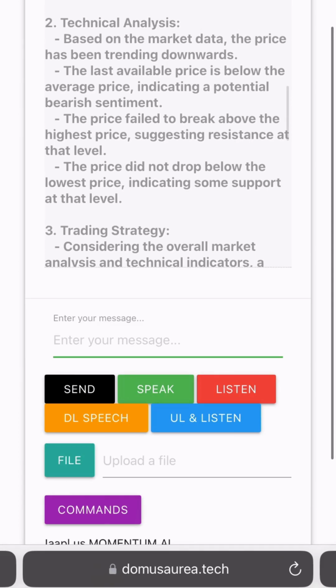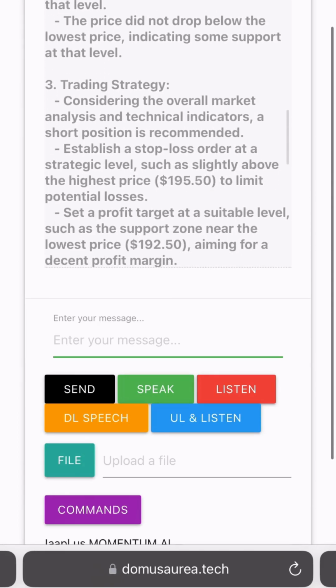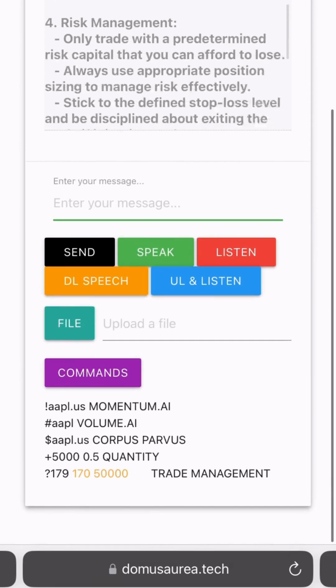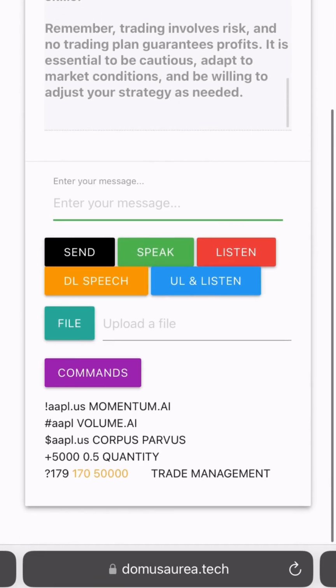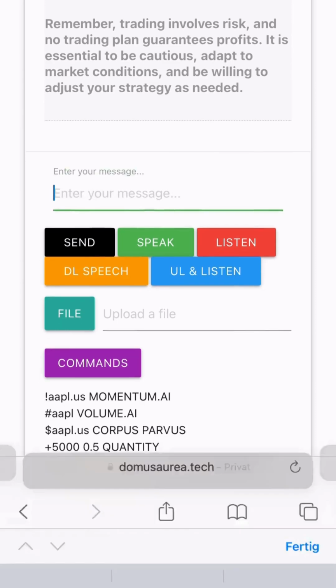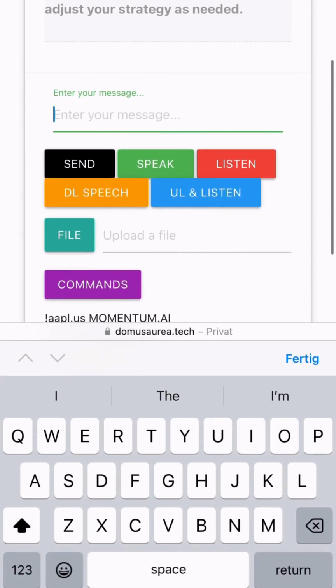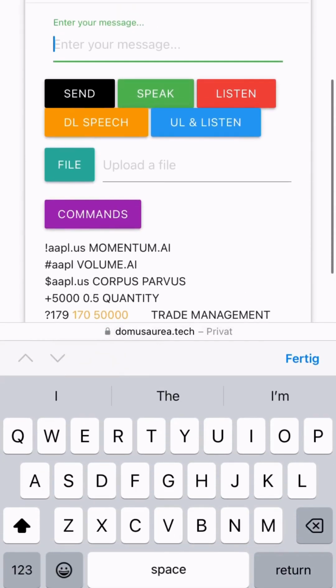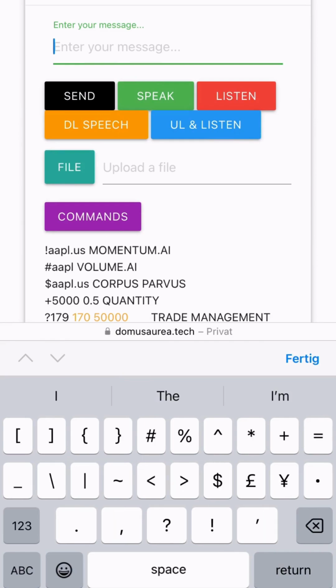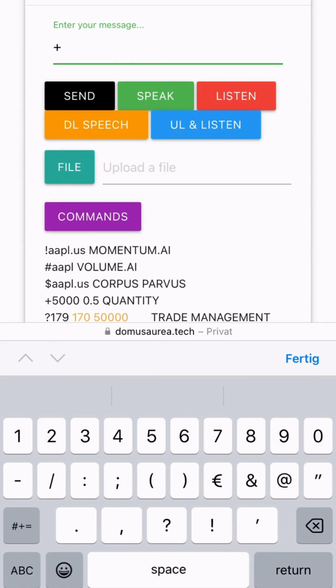2. Technical analysis. Based on the market data, the price has been trending downwards. The last available price is below the average price, indicating a potential bearish sentiment. The price failed to break above the highest price, suggesting resistance at that level. The price did not drop below the lowest price, indicating some support at that level.